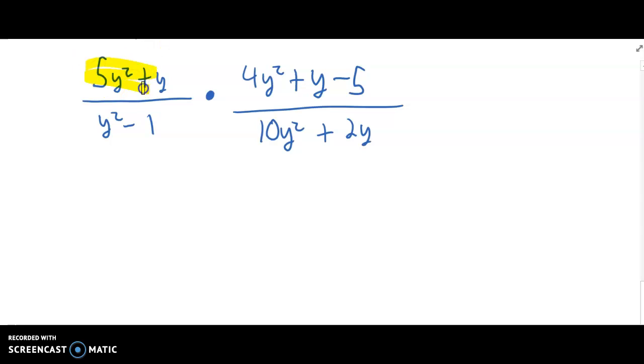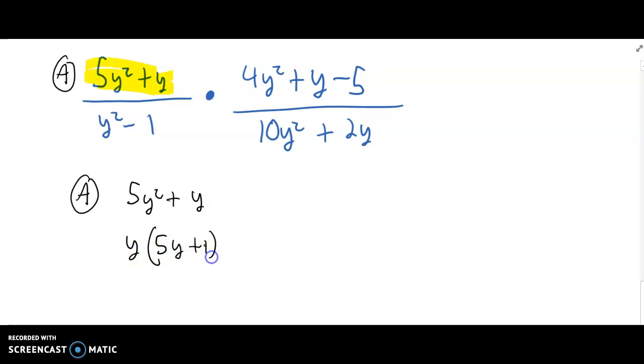All right, let's do my part A. This looks like a greatest common factor. The only thing they have in common is y, so I'm left with 5y plus 1. And that's my yellow part A. Great. Let's do part B, blue.